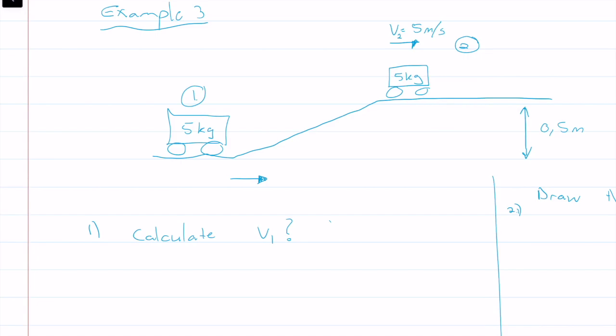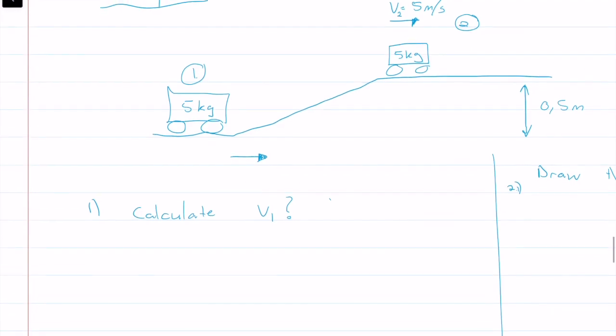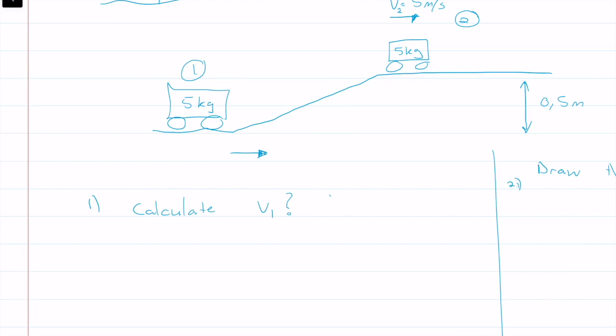Okay, so example 3. So basically we have a cart first at position 1 and then traveling to position 2. Position 2 is elevated above position 1 at 0.5 meters. Okay, V2 is also 5 meters per second, and we also know that the mass of the cart is 5 kilograms. So basically it says calculate V1. Okay, and how are we going to do that? We are going to use the conservation of mechanical energy.